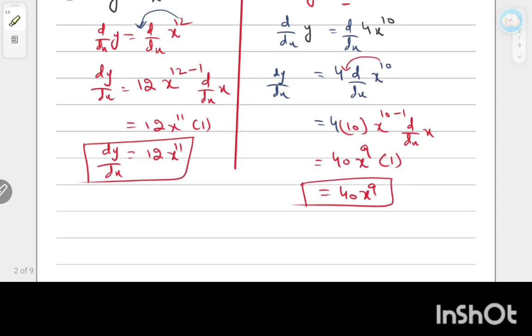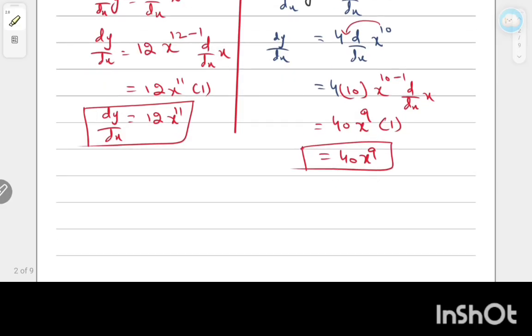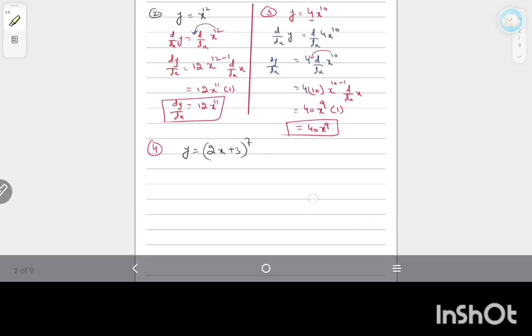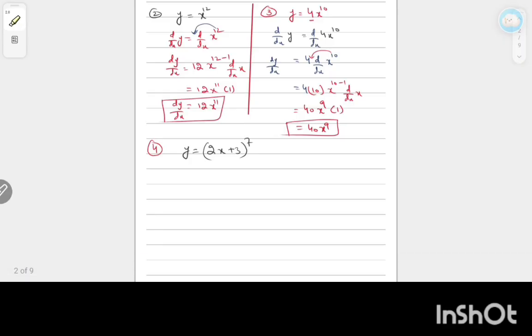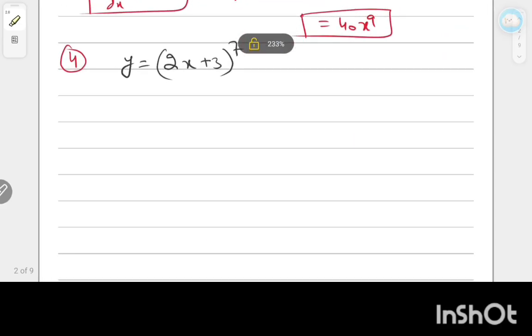Okay, now move forward to our next example. Our example 4 is y equal to (2x plus 3) power 7. Okay dear student, how can we deal with this question? It's very easy. We will take the derivative on both sides. I just zoom it. d over dx, y, derivative of (2x plus 3) power 7.